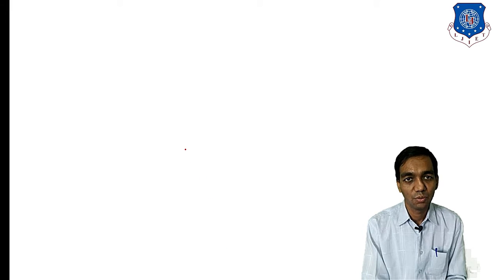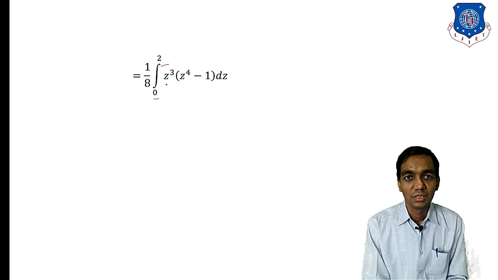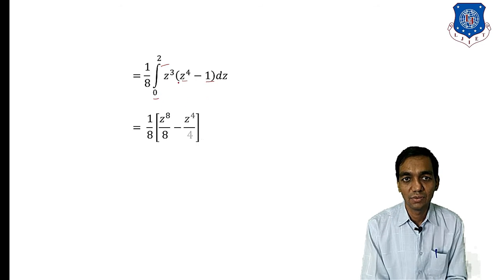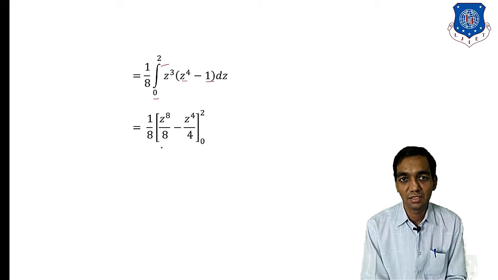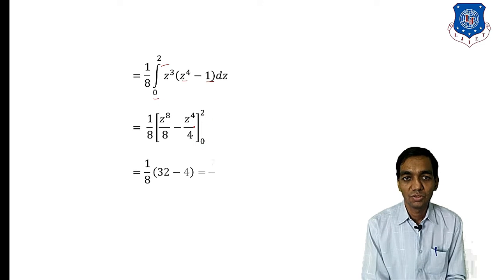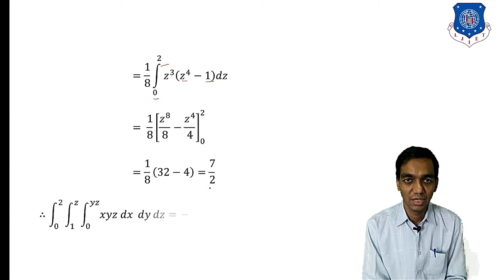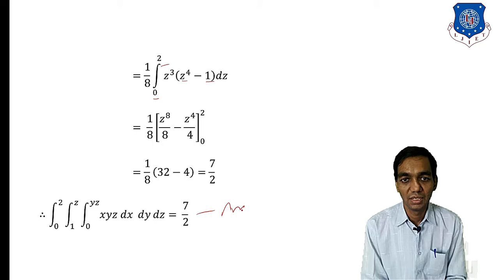Now substitute the limit. So 1 by 2 and 1 by 4 taken out will give you 1 by 8, integration from 0 to 2, z cube into y raised to 4. That means the limit is z raised to 4 minus the lower limit 1, so minus 1. Now multiply this inside and integrate. That will give you, as an integration, z raised to 8 by 8 minus z raised to 4 by 4, and the limit is from 0 to 2. So substitute the limit, that will give you 32 minus 4, and the answer will be 7 by 2. So this is the answer of your triple integration.